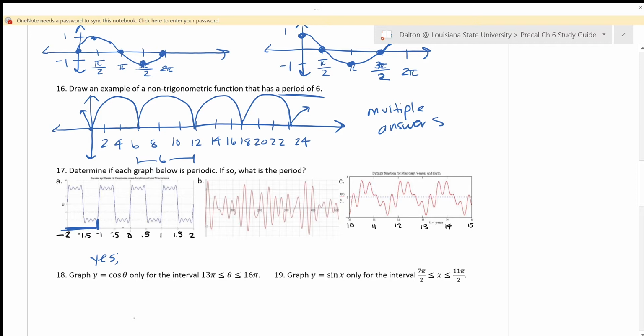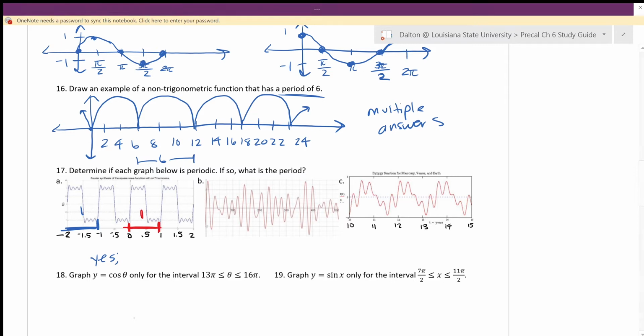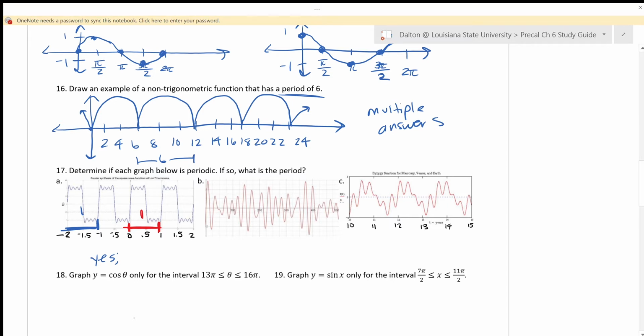So the distance from -2 to -1 is 1. Some of you may say, let me start at 0 on the x-axis, because that's where math is easy. If I start at 0, it goes all the way until 1, and then it starts repeating itself again. Well, again, that's a distance of 1. So it doesn't matter where you start counting your period, because it doesn't have to do with location. It has to do with distance. So the period there is 1.